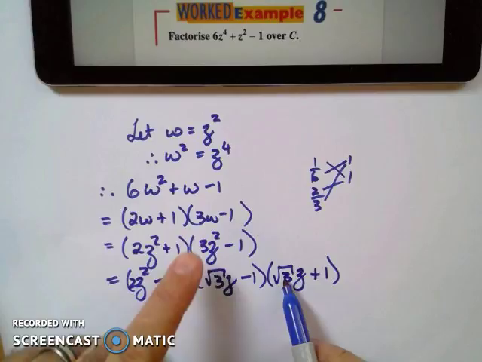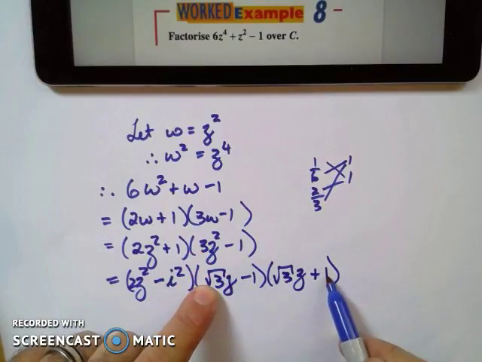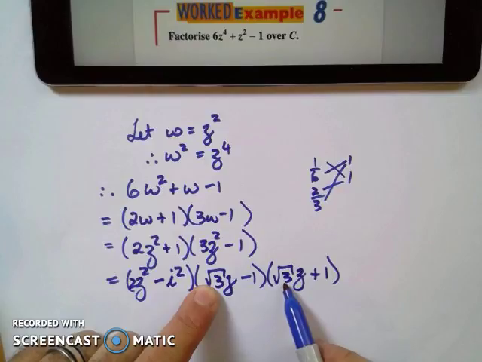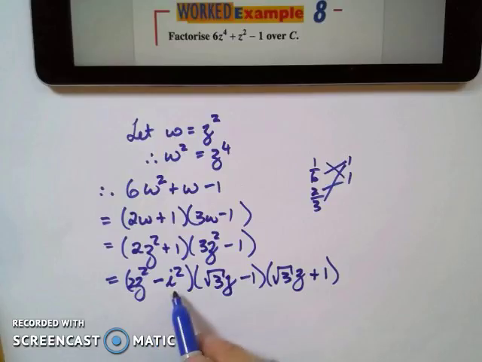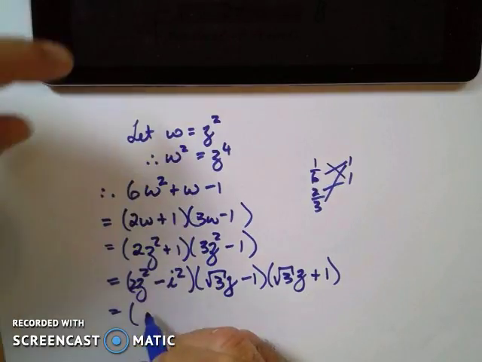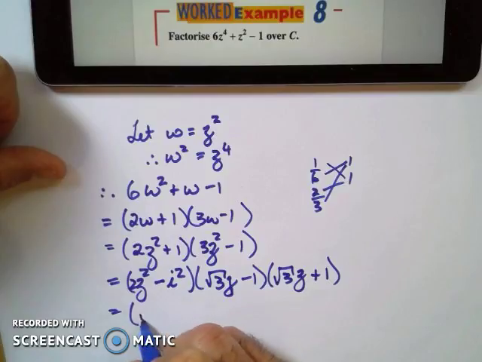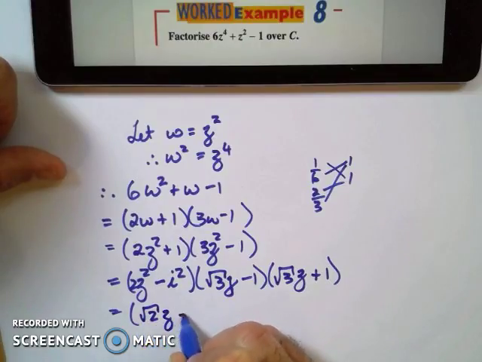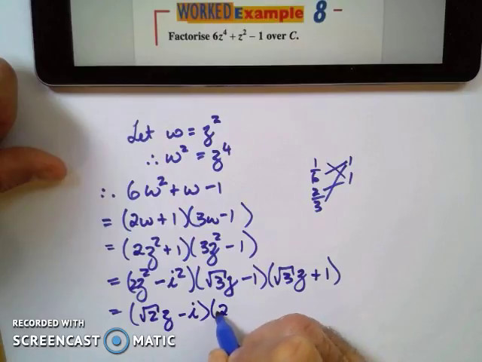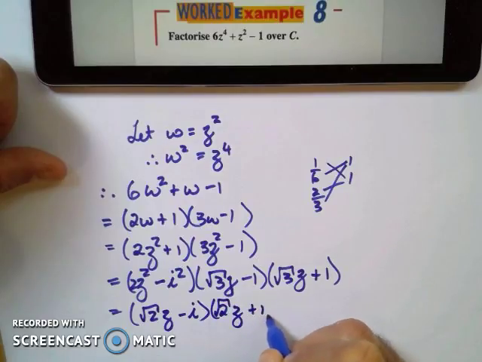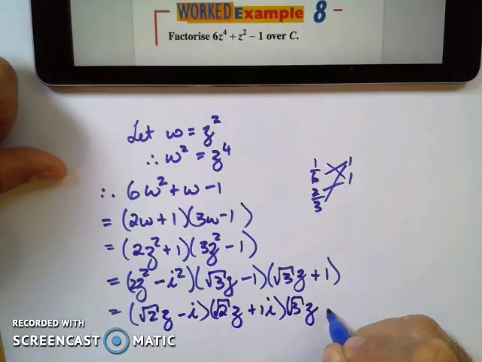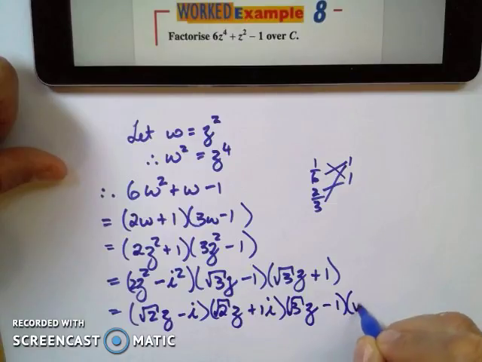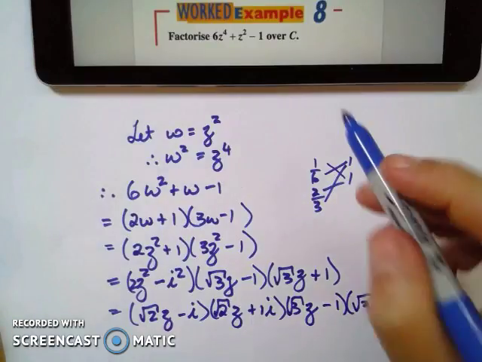Just a quick check, square root 3 times square root 3 is 3, plus square root 3z minus square root 3z, the middle term falls away, negative 1 times positive 1 is negative 1. This is also the difference of 2 squares, so this will equal 2 times square root 2 z minus i, square root 2 z plus i, square root 3 z minus 1, square root 3 z plus 1. And that is your factors over C.